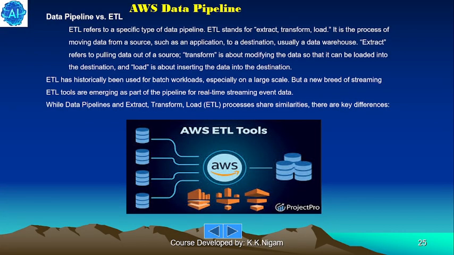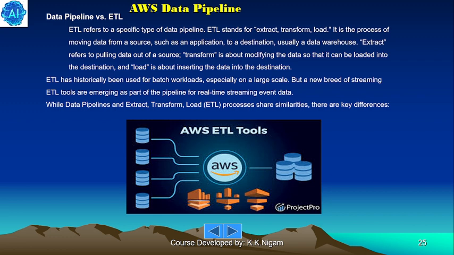Data pipeline versus ETL. ETL refers to a specific type of data pipeline. ETL stands for extract, transform, and load. It is the process of moving data from a source, such as an application, to a destination, usually a data warehouse. Extract refers to pulling data out of a source. Transform is about modifying the data so that it can be loaded into the destination, and load is about inserting the data into the destination.